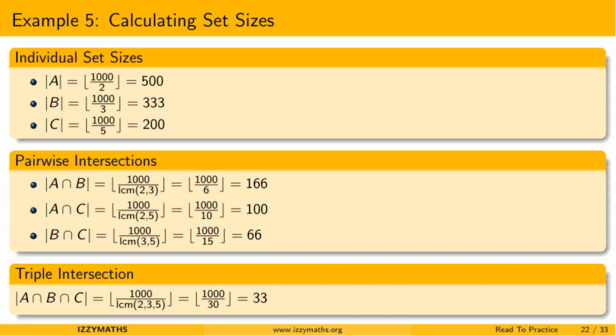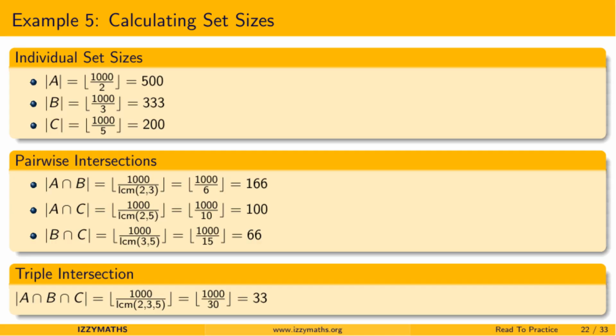Let's calculate each set size systematically. For individual sets, the absolute value of A equals the floor of 1000 over 2 equals 500. The absolute value of B equals the floor of 1000 over 3 equals 333. The absolute value of C equals the floor of 1000 over 5 equals 200.